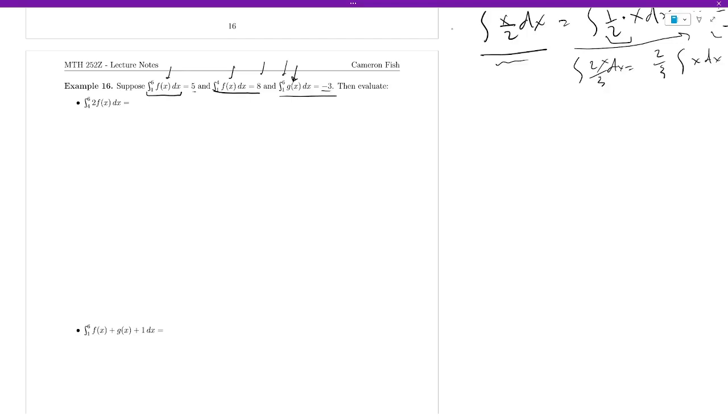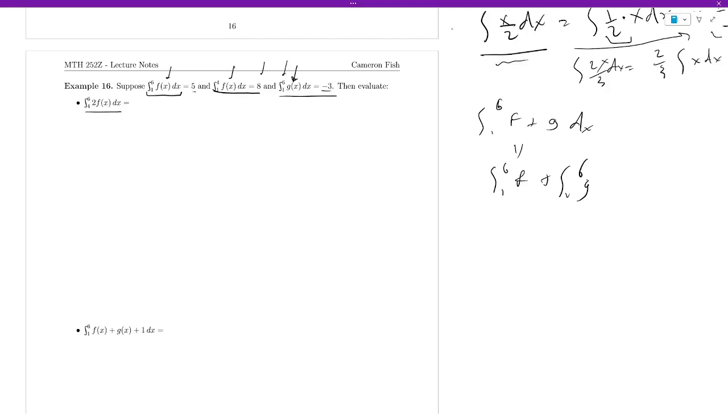Okay, so how can we use this information? Well, I can basically use those rules to combine these into new things. For example, I could say, what's f plus g from 1 to 6? Based on my sum rule, it's the integral from 1 to 6 of f plus the integral from 1 to 6 of g. So I can make new things from the old things using the rule. On this problem, we're going to be asked to go backwards. So let's look at this one first.